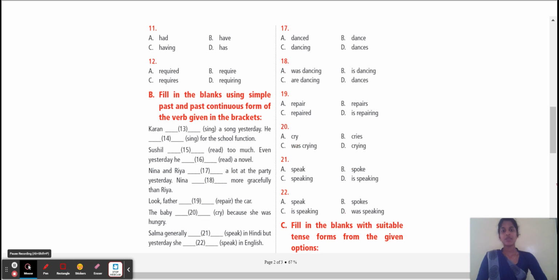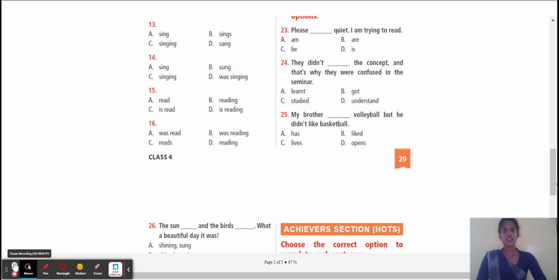Here see, fill in the blanks with the suitable tense forms from the given options. 23rd question: "Please dash quiet. I am trying to read." Here, option B should be placed there. Why? Because we should answer with am or is, the present tense. So B is the common form of all the verbs. If all the verbs are contained in one form of the be verb, they should be considered as am, is, and then was, were.